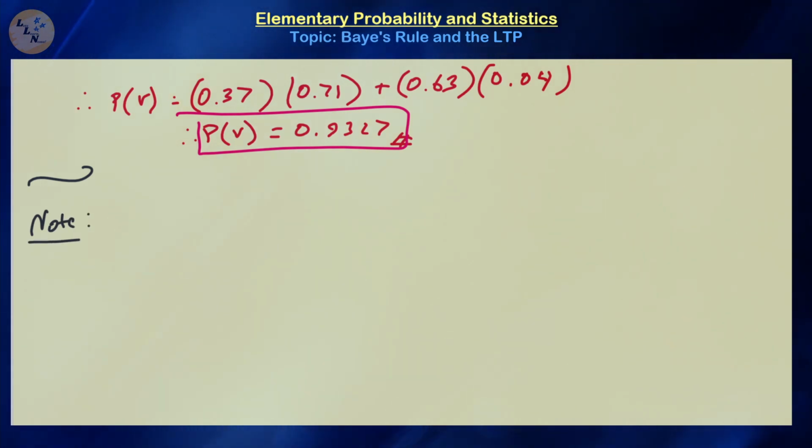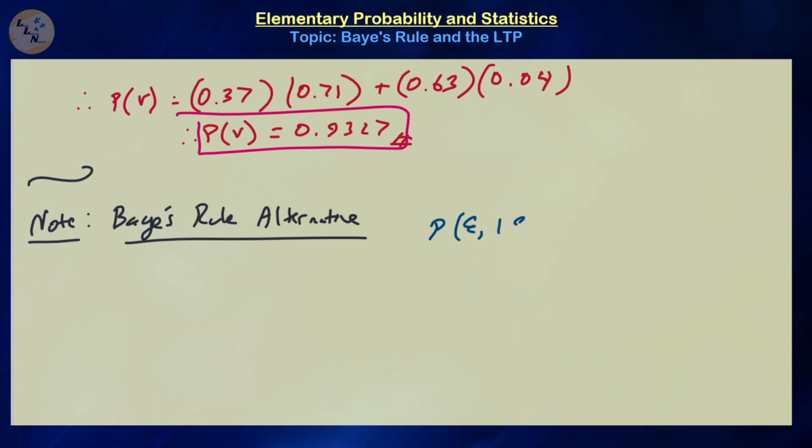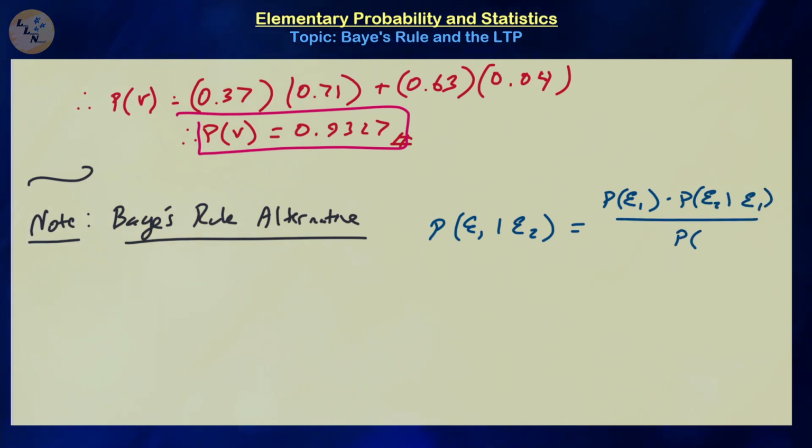This may or may not be useful. It really depends on what type of information you're given. So, Bayes' rule alternative, right? Remember, the baby Bayes rule is the probability of E1, assuming E2, is equal to the probability of E1 times the probability of E2 given E1, all over the probability of E2, right? But now, using the law of total probability, we can express E2 as a linear combination of the probabilities of E1 and its complement using conditionals, right?